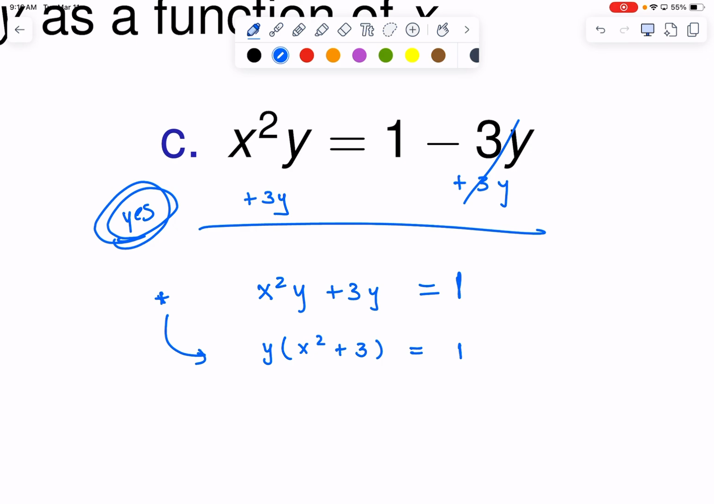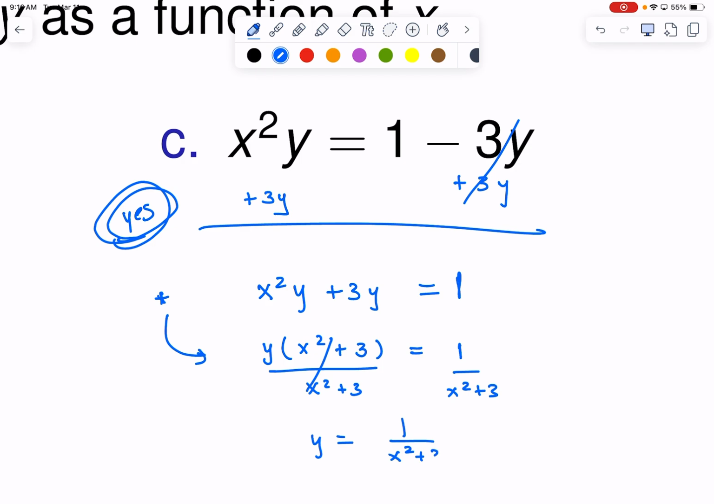Now you can divide. But I'm not dividing to cancel. I'm just dividing to move it to where? That's legal, if you just want to move it to the other side. Now, why do I have to divide? Why can't I just add? Because it's multiplication. It's y times this parentheses. That's exactly right. So I'm going to divide by x squared plus 3. Now, that'll give me y is equal to 1 over x squared plus 3.